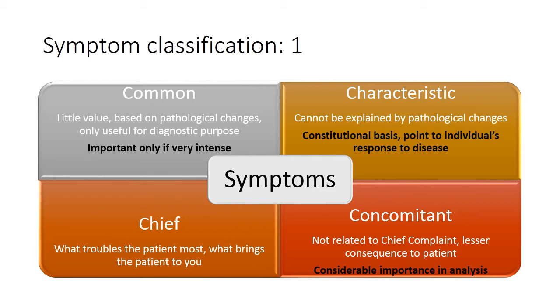So a quick recap on this slide. Common symptoms are of little use to us. Characteristic symptoms point towards individuality. The chief symptom must be taken into consideration because that is what has brought the person to you, and concomitants of course are very important because they seem to have apparently no connection with the main complaint.